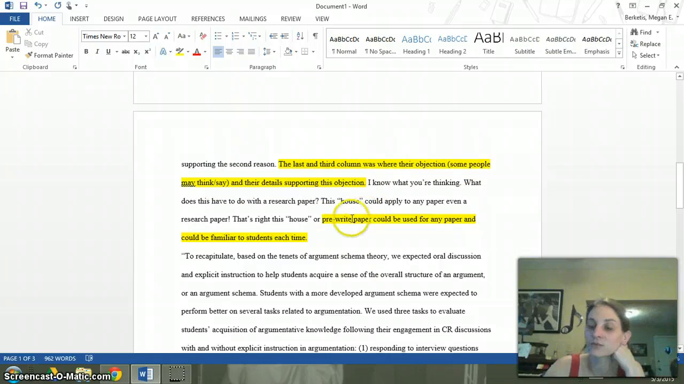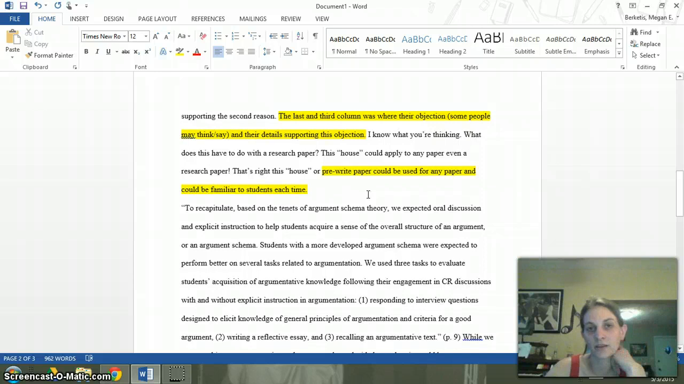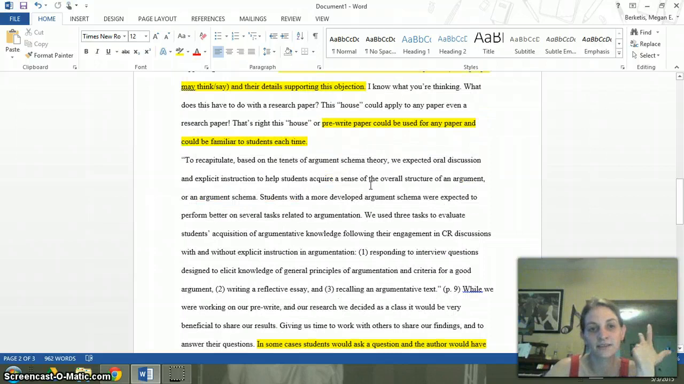What I like about this is it's really important for them to understand a counterclaim. And there's an entire third of this building house dedicated to the counterclaim. So I think that's really strong, and it's a good thing for them to learn sooner. And also that this isn't just used for an argumentative paper, but can be used for any paper.